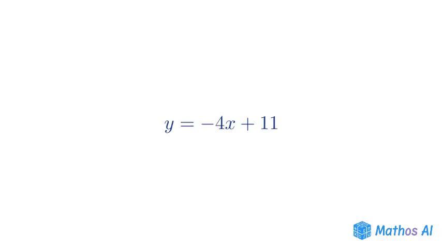This equation tells us that for any x value we pick, we can find the corresponding y value on our line. It's the mathematical blueprint for our straight path.